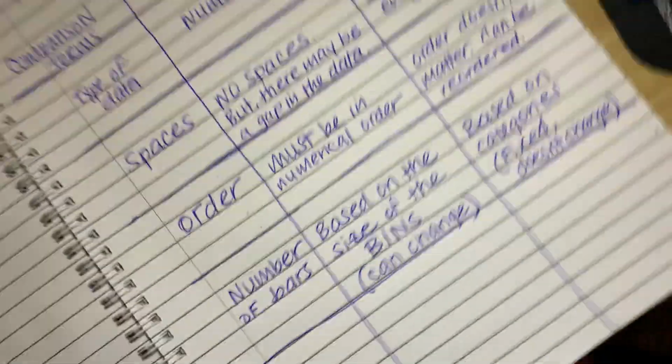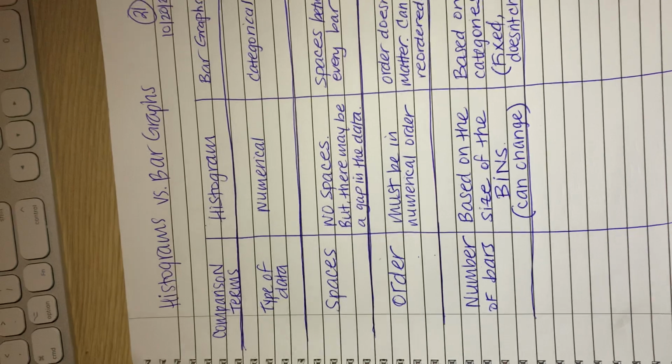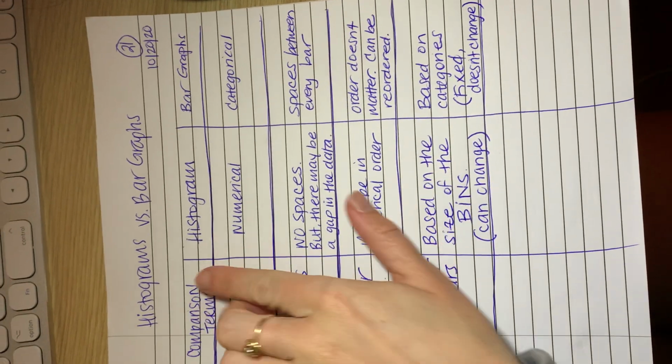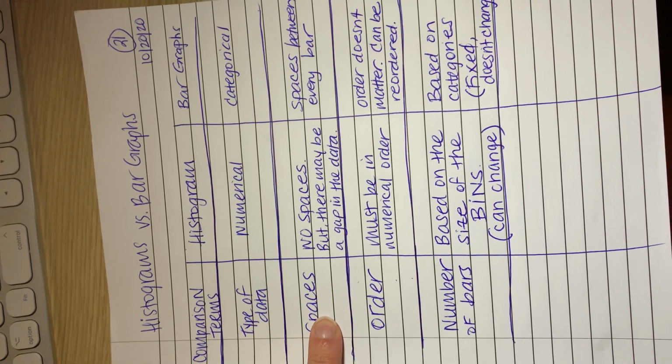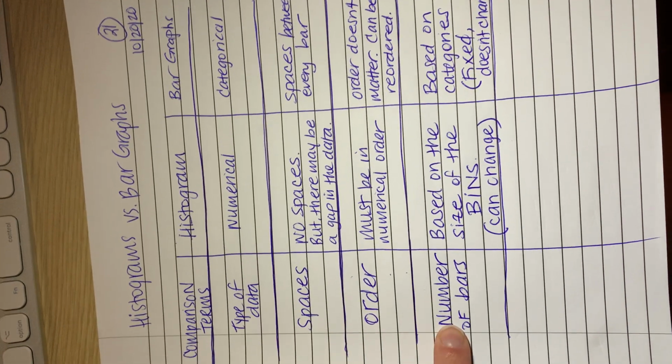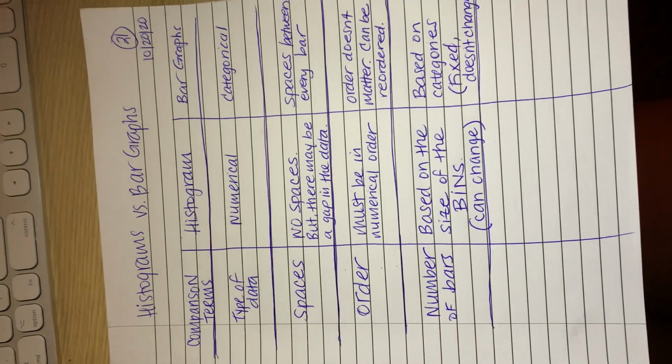Awesome job. A little bit of a longer notes taking for today, but you guys are awesome. Now you know the differences between histograms and bar graphs. Types of data is different, spaces is different, order is different, and number of bars is different. Nice job with notes today.